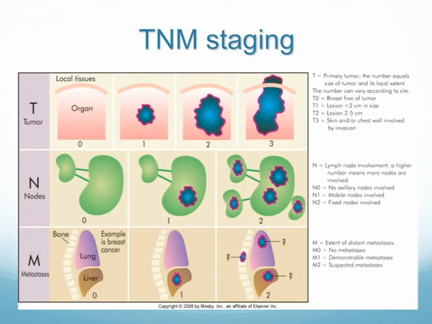We have a slight node involvement with a 1, so there are some local nodes that are involved. Now we have some fixed nodes involved, and that's going to be an N2. Then metastasis, we have none with a 0. Okay, we're going to have some demonstrable or suspected additional metastasis throughout the body when we get to the 2.